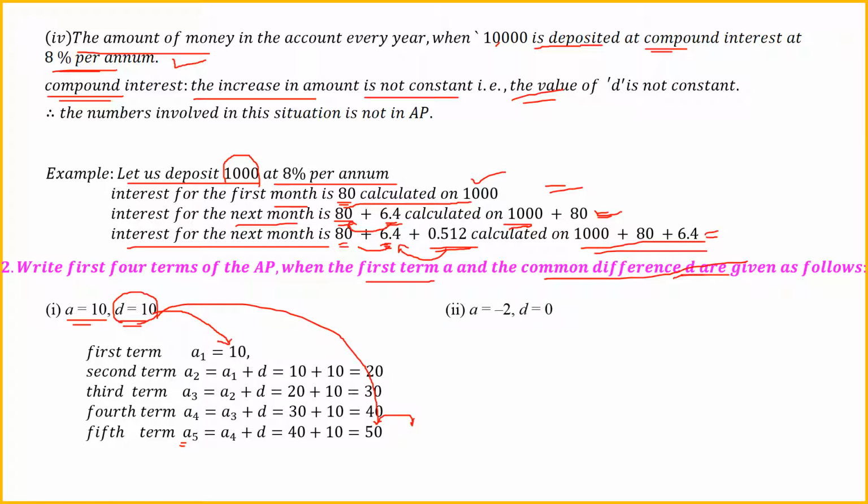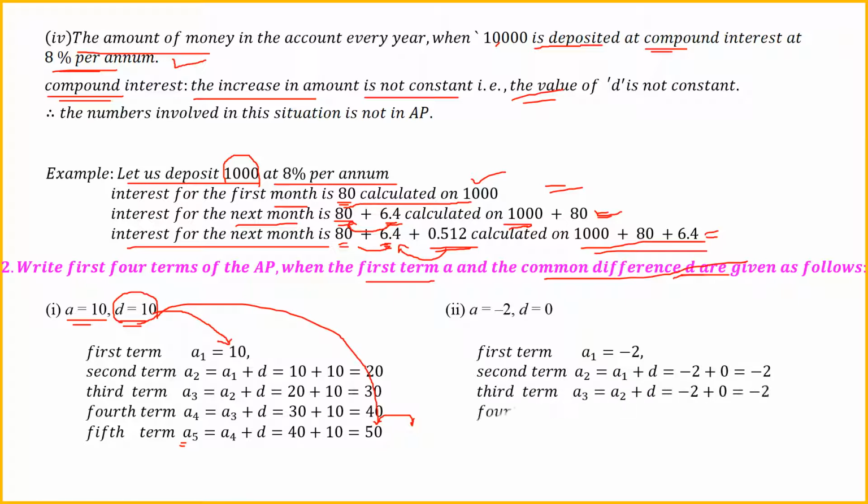So I hope you understood. Yes. Coming to the next question, A equals -2 and D equals 0, but the first term is -2. Add 0 to it, we get -2. Add 0 to it, we get -2. Add 0 to the third term to get your fourth term. Add 0 to your fourth term to get your fifth term. So therefore, they have asked you to write the four terms of the AP: first four terms, A1, A2, A3 and A4.